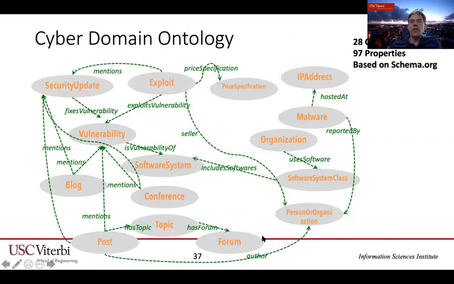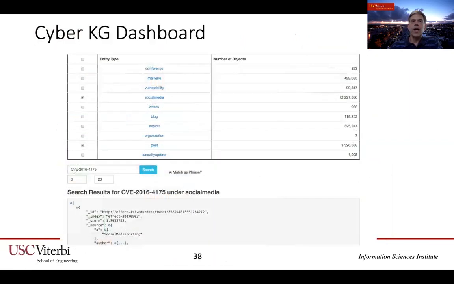And the idea is all the information from these different sources gets mapped to this common ontology. And then one of the interfaces for the system is this cyber knowledge graph dashboard, where I can then query based on these different types of things. So I can query based on vulnerabilities, and I can put in keywords, and I can get back some set of results.